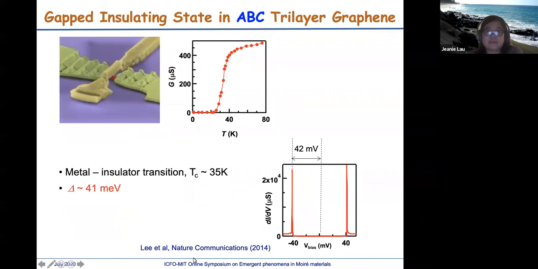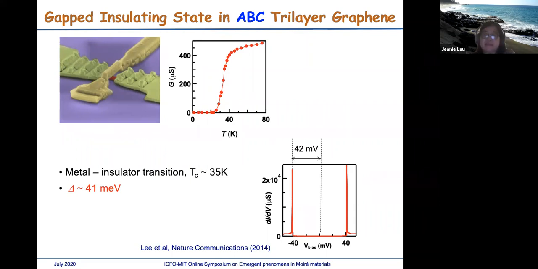Okay, so this is some of our previous work in ABC stacked tri-layer graphene. It's suspended graphene with 2 gates. We observe a metal insulator transition when we cool down the device. The transition temperature is about 35 Kelvin, and we measure a band gap of roughly 40 millielectron volt. And so this gap is actually pretty large.